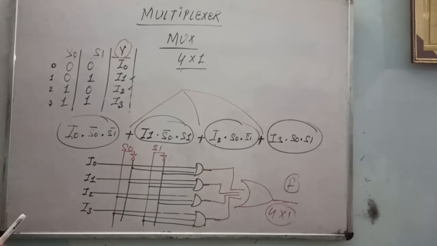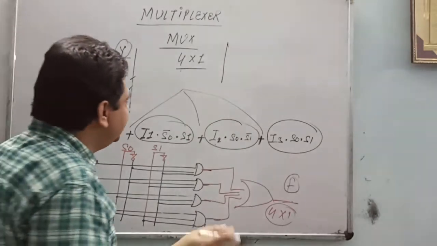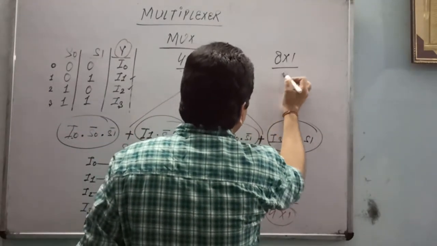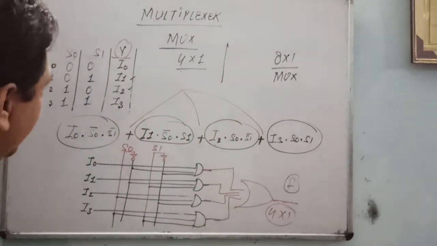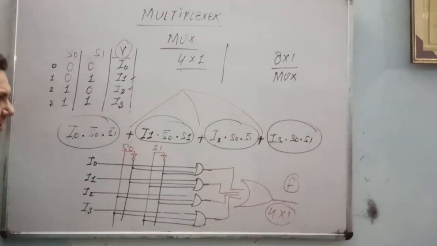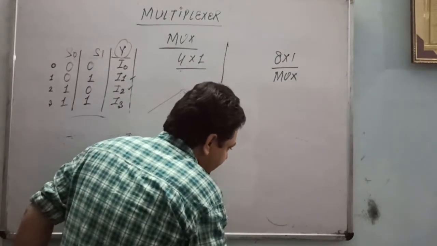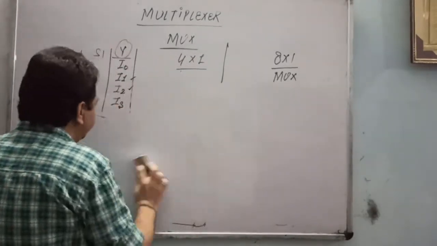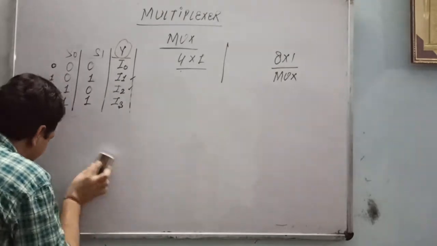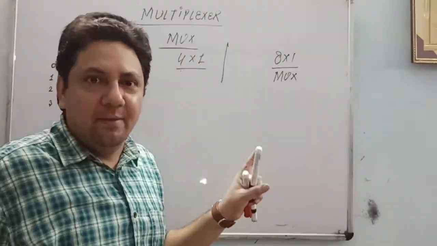The next circuit is the 8 into 1 multiplexer. If you understand the 4 into 1, no problem. You will easily understand the 8 into 1. So what changes are required? I'm just erasing this, hope you understand. And the second circuit is 8:1. So after that, we are in a position to understand the 8:1 multiplexer.